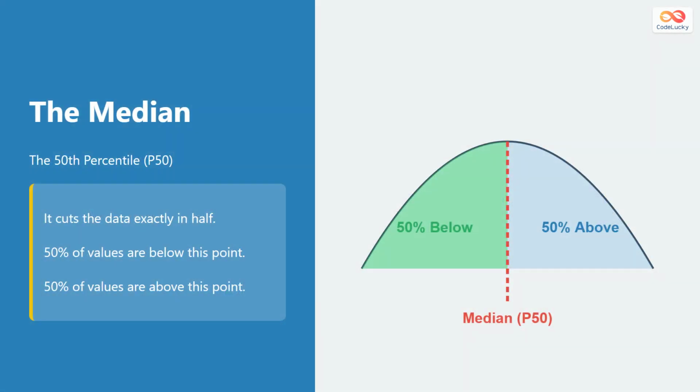One of the most famous percentiles is the 50th percentile, written as P50. We also call this the median. It is the exact middle of the dataset. If you are at the 50th percentile, it means 50% of the values are below you and 50% are above you.